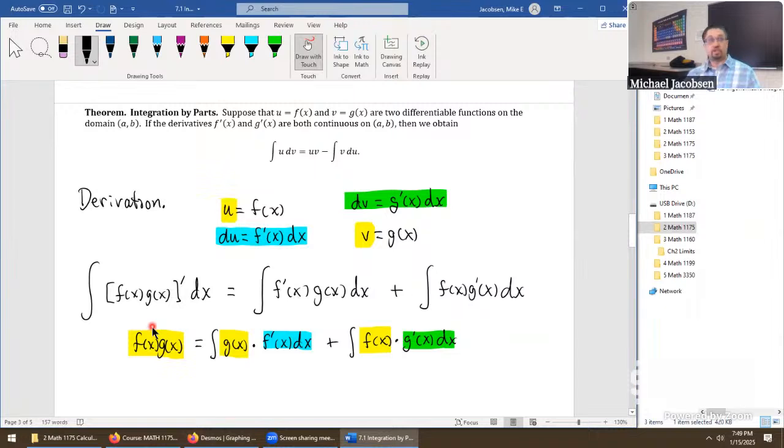On the left, we have just uv equals, on the right, g of x, follow the color coding, g of x is v, and f prime of x dx is du. Then plus, one more time, f of x over here is u times g prime of x dx, which is just a dv. So here we have it, folks. This is our formula for integration by parts.